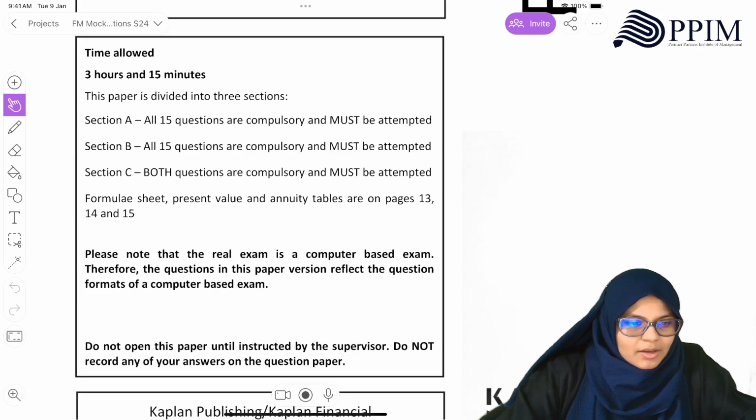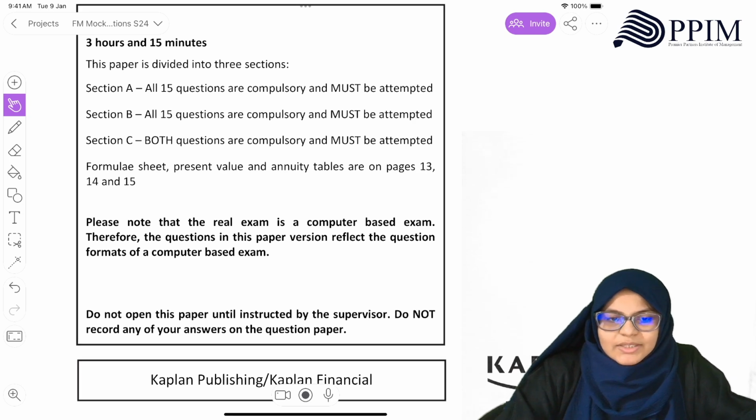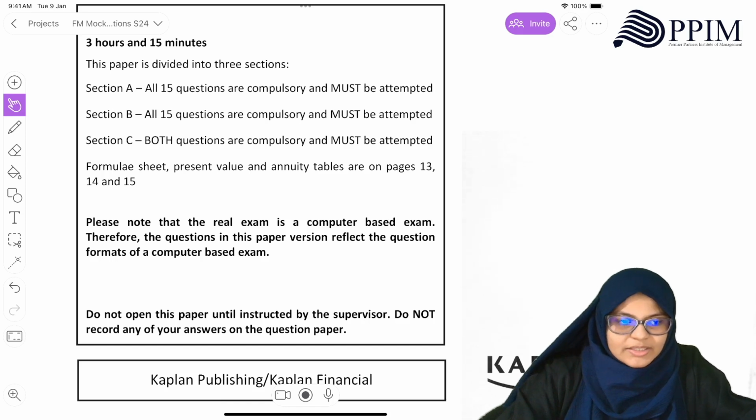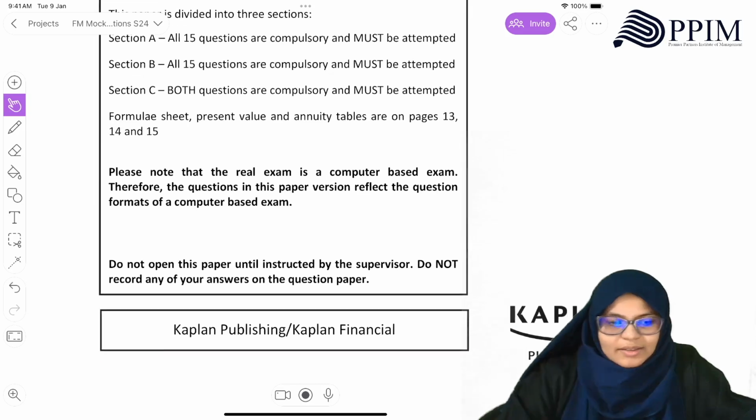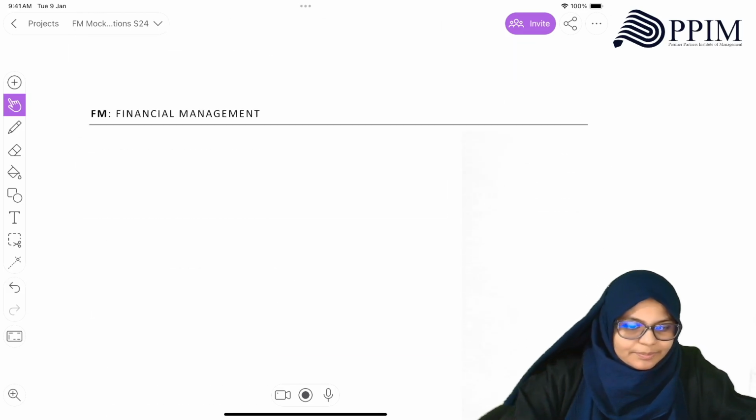It says here, please note that the real exam is a computer based exam, therefore the questions in this paper version reflect the question formats of a computer based exam. Okay, and then yeah, don't open the paper and all that, fine.